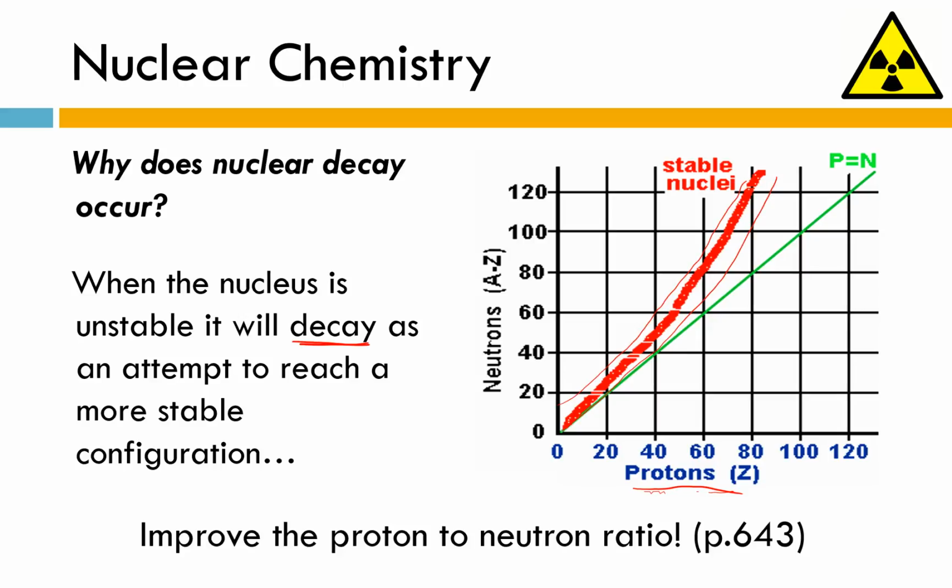So nuclear decay occurs as an attempt to improve the proton to neutron ratio. More often than not, we have too many protons or too many neutrons, and depending upon what the situation is, the nucleus is going to undergo a specific type of decay to address that issue.